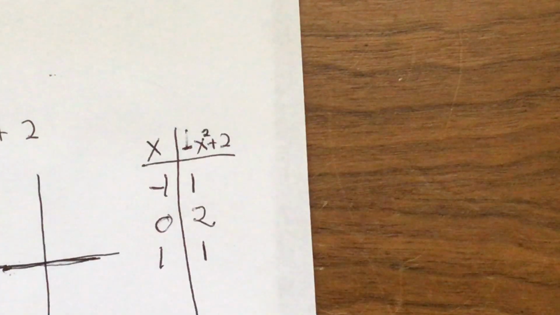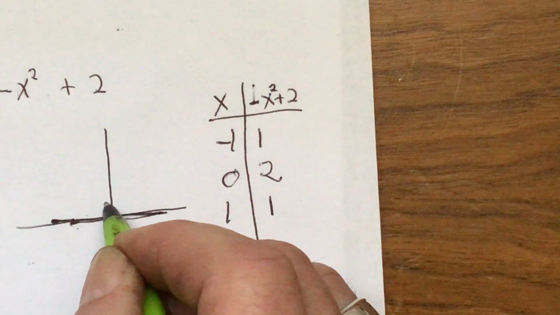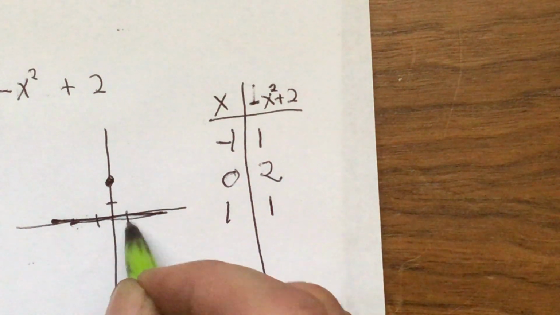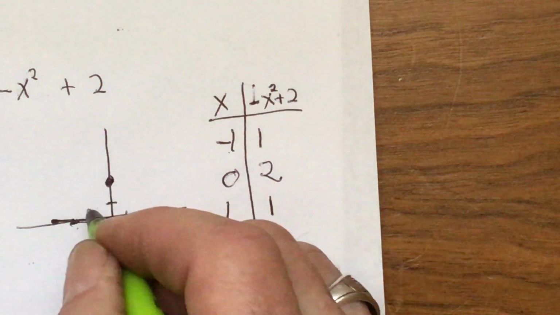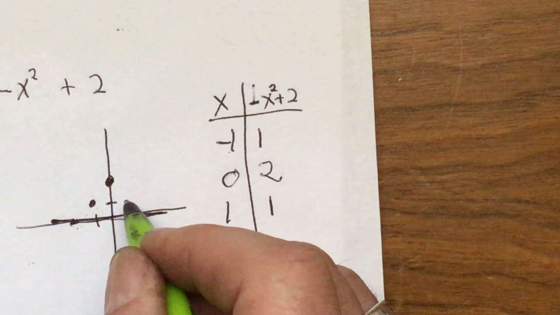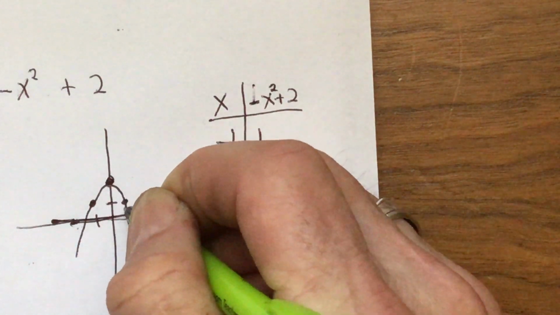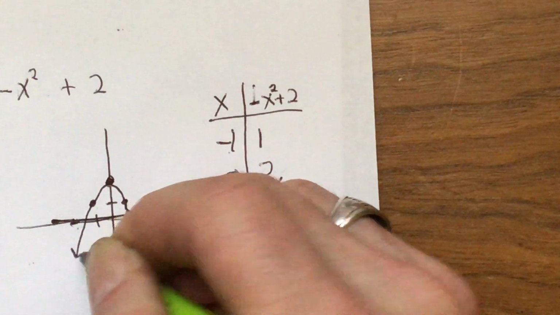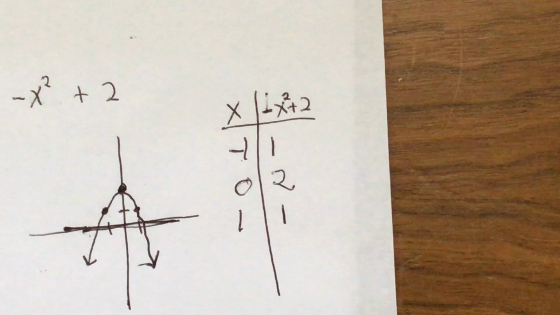Now it's just a matter of plotting them. All right, 0, 2, right there. -1, 1. Go over to -1, up to 1. There's the second one. And 1, 1. There we go. And then just draw the shape. How do I do it perfect every single time? Man. Wow.